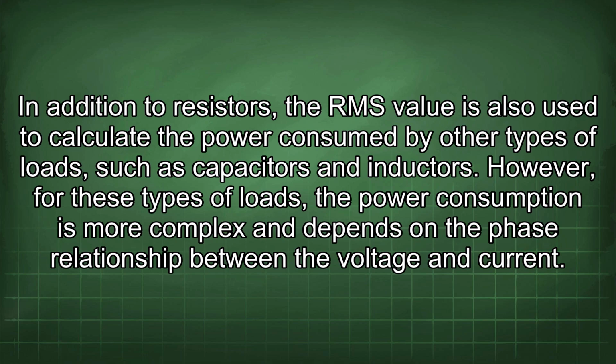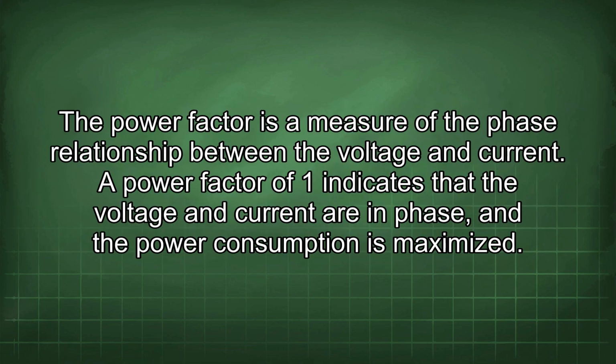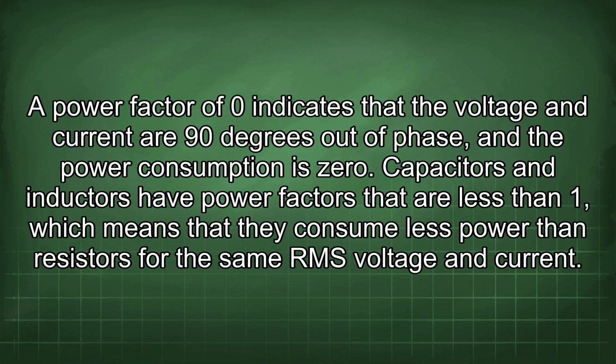However, for these types of loads, the power consumption is more complex and depends on the phase relationship between the voltage and current. The power factor is a measure of the phase relationship between the voltage and current. A power factor of 1 indicates that the voltage and current are in phase, and the power consumption is maximized. A power factor of 0 indicates that the voltage and current are 90 degrees out of phase, and the power consumption is 0. Capacitors and inductors have power factors that are less than 1, which means that they consume less power than resistors for the same RMS voltage and current.